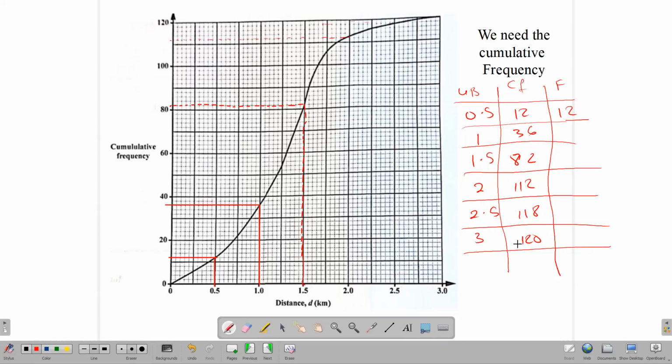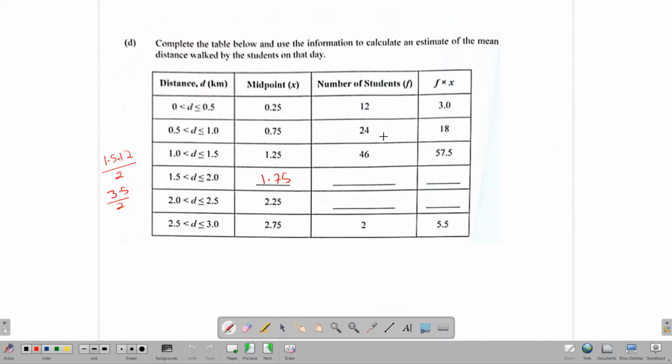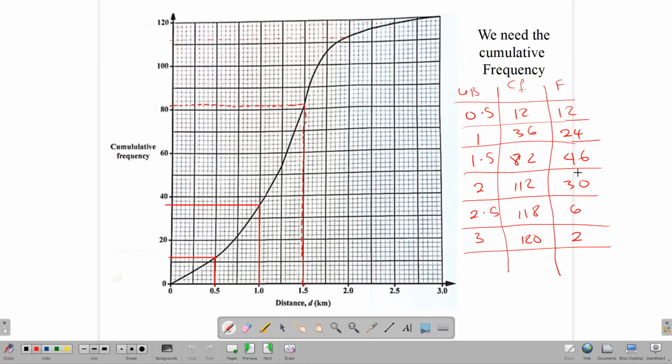So we can work backwards from this to find the individual frequencies by subtracting. So 36 take away 12 would give us 24. 82 take away 36 would give us 46. 112 take away 82 would give us 30. So these are individual frequencies. And 118 take away 112 gives us 6. 120 take away 118 gives us 2. And so these would be the individual frequencies that you need, 12, 24, 46. Let's verify on the table. 12, 24, 46, yes. And so our next two numbers would be 30 and 6.